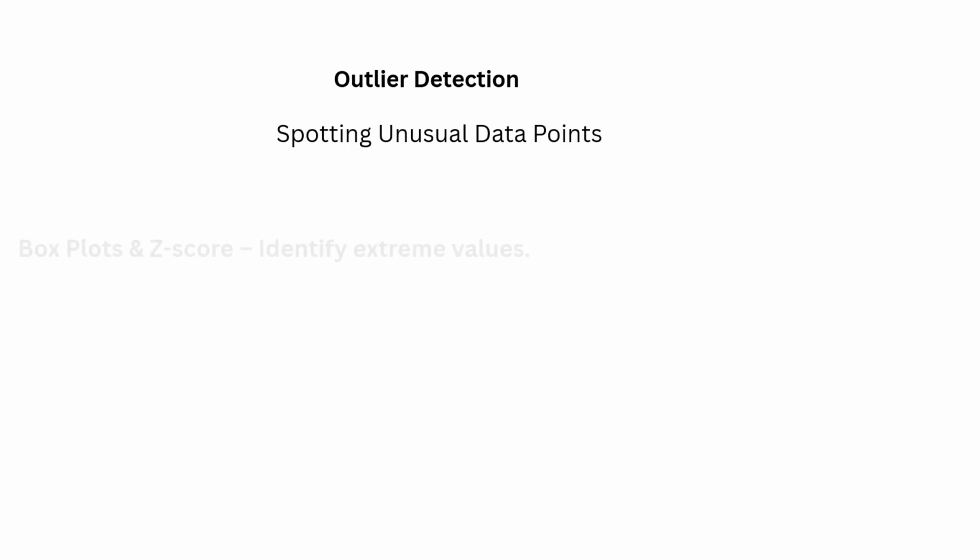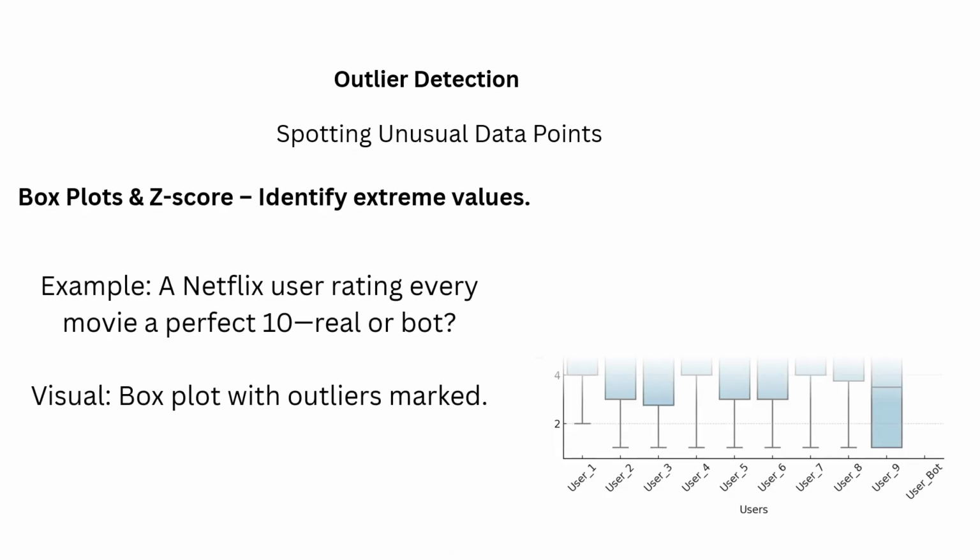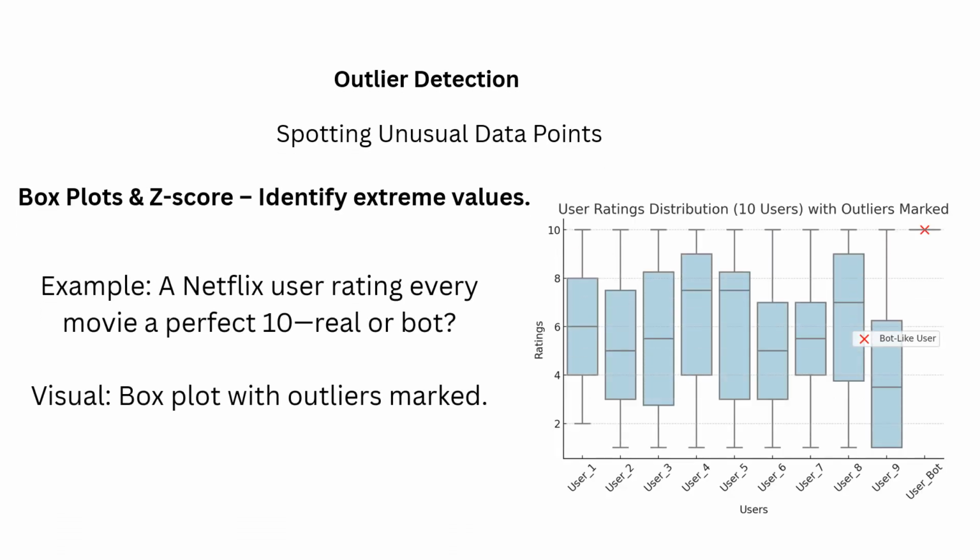A heat map helps us visualize this relationship easily. Then the last one is outlier detection. Outlier detection is used for spotting unusual data points. Sometimes we find strange values that don't fit the patterns. These are called outliers. Outliers are found using box plots and z-score analysis.